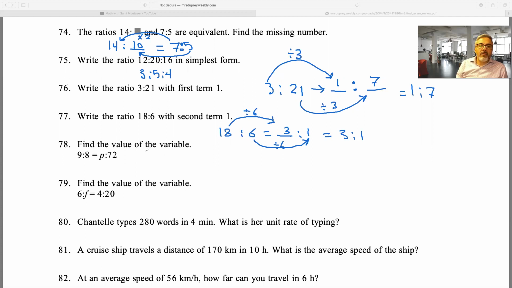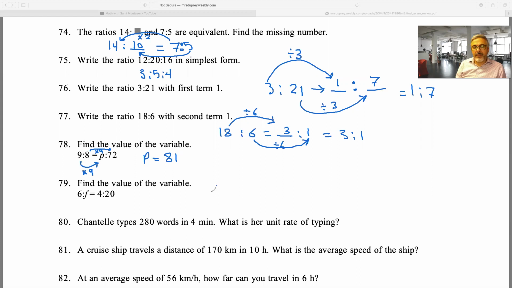Find the value of the variable. So 9 to 8 is the same as p to 72. You multiplied 8 by 9 to get 72. So you do the same thing to the 9 to get p. So 9 times 9 gives you p. Since this is what you did, you multiplied by 9 to get here, p would be 9 times 9, which is 81.